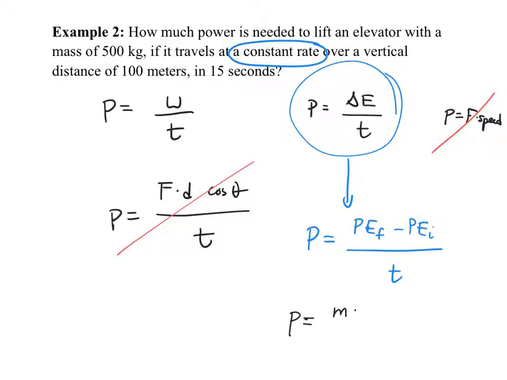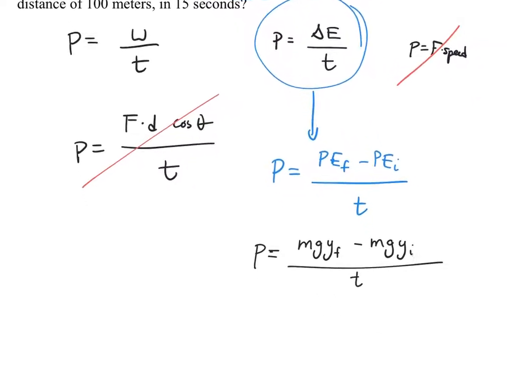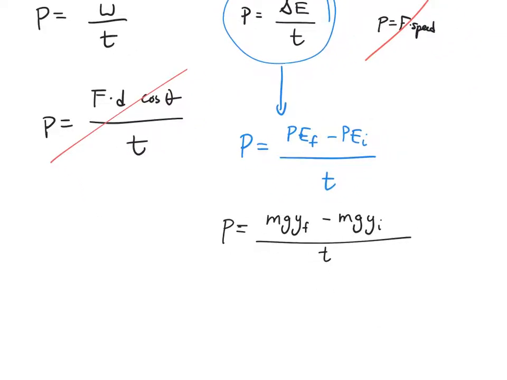Potential energy is mgy. Again, potential energy is mgy. I'm going to give subscripts for each of those. The mass of the elevator is given. Gravity on Earth is 9.81. The final height and the initial height.